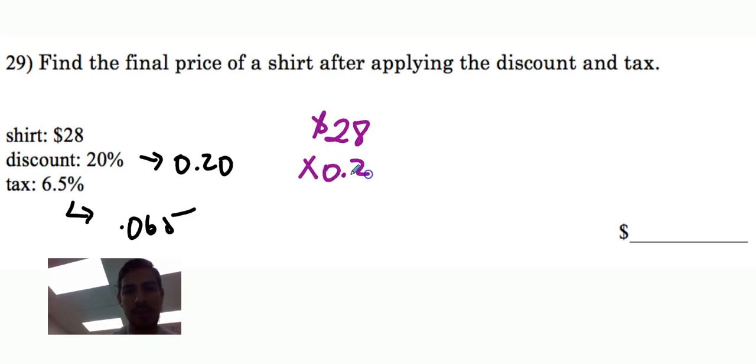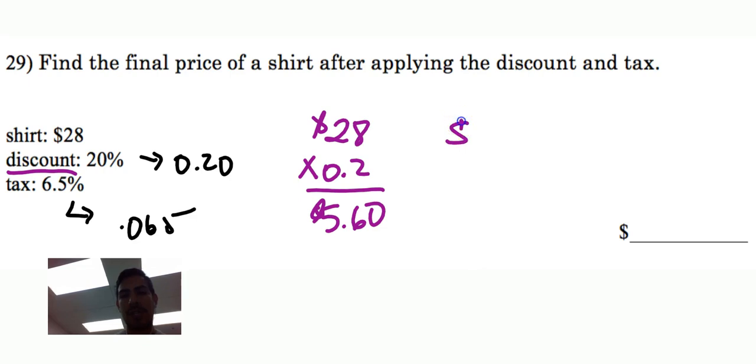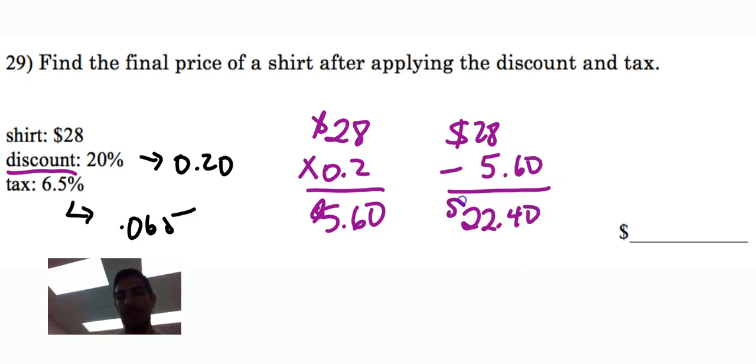In order to find the price, I'm going to take $28 and multiply it times 0.2. I believe I get $5.60. You can check it on your calculator. Because this is a discount, that's how much I get to save on the shirt. So I need to take $28 and subtract $5.60, and I believe that's going to get me $22.40. Again, the only reason I know that is because I got my calculator.